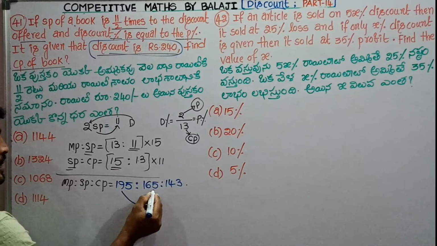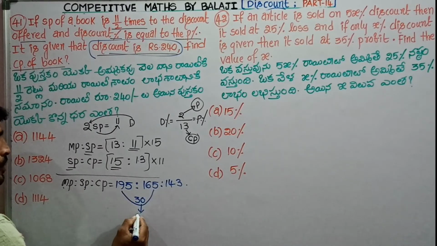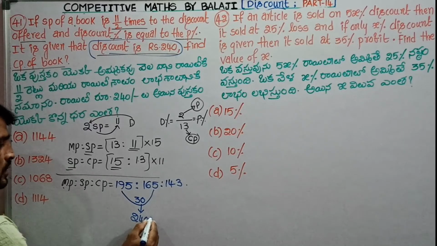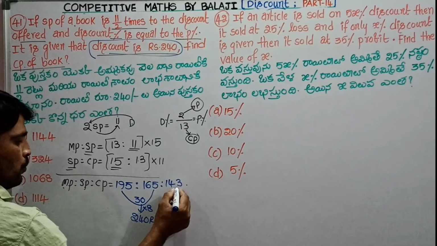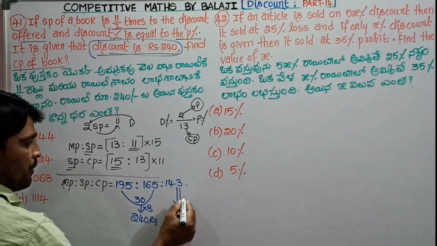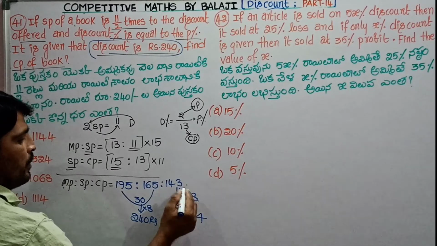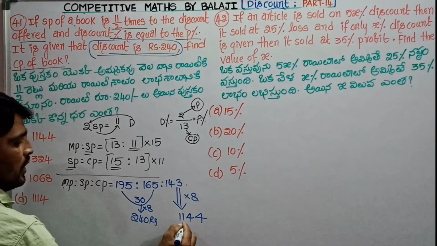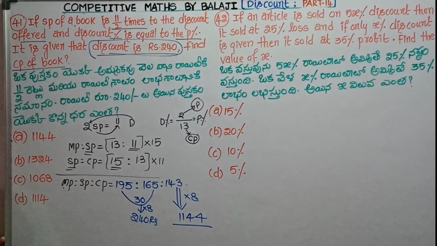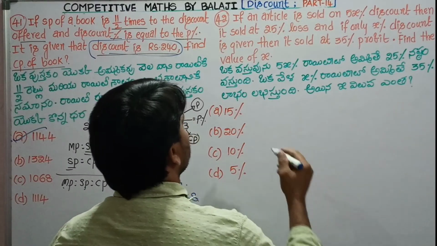Discount is the difference between market price and selling price, that is 30 units. This 30 units value is 240 rupees. Then it is 8 times of 30. So cost price is 143 units. 143 into 8: 8 3s are 24, 2 carry, 8 4s are 32 plus 2, 34, 8 1s are 8 plus 3, 11. 1144 is the cost price of the book. So the answer is 8. Next, most important question.